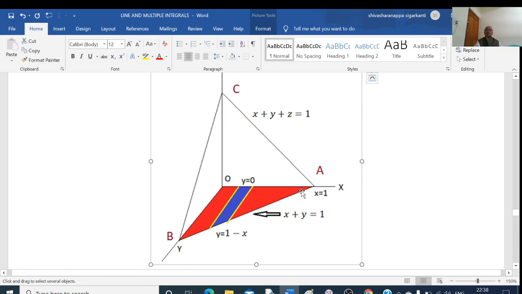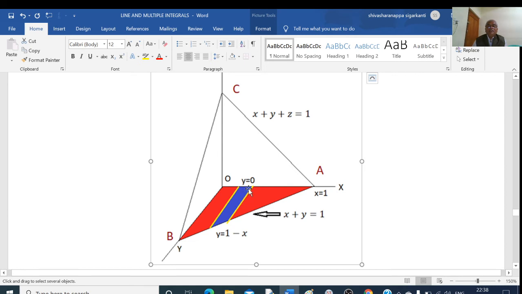Now, on this xy plane, the equation of the plane is x plus y plus z equal to 1. On xy plane, z equal to 0. Therefore, equation of this line becomes x plus y equal to 1. And this is my area of integration. This is our A. Here, this is x-axis. On x-axis, y value equal to 0.